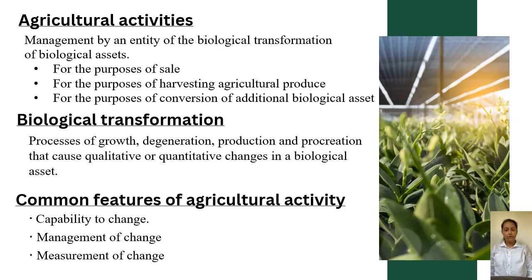And also, the standard defines agricultural activity as the management by an entity of the biological transformation of biological assets for the purpose of sale, for the purpose of harvesting agricultural produce, and for the purpose of conversion into additional biological assets. Common features of agricultural activity we can identify are the capability to change, management of change, and measurement of change.